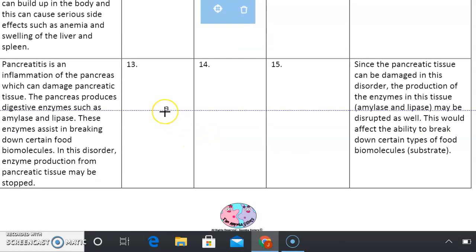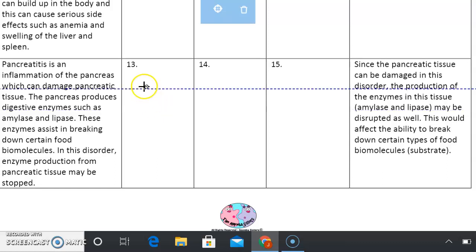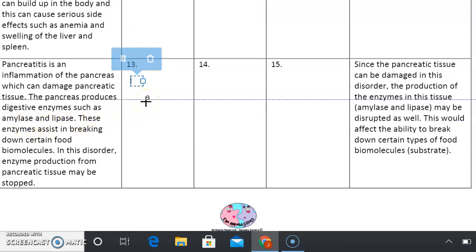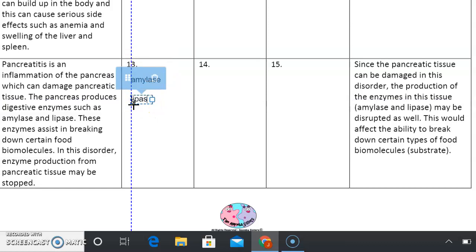So pancreatitis is an inflammation of the pancreas which can damage pancreatic tissue. The pancreas produces digestive enzymes such as amylase and lipase. These enzymes assist in the breaking down of certain food biomolecules. In this disorder, enzyme production from the pancreatic tissue may be stopped. Okay, so again, our enzymes, we have two this time. We have amylase, A-M-Y-L-A-S-E, and lipase, L-I-P-A-S-E.